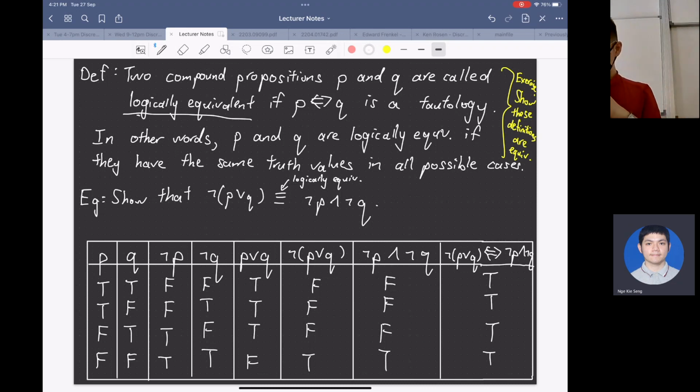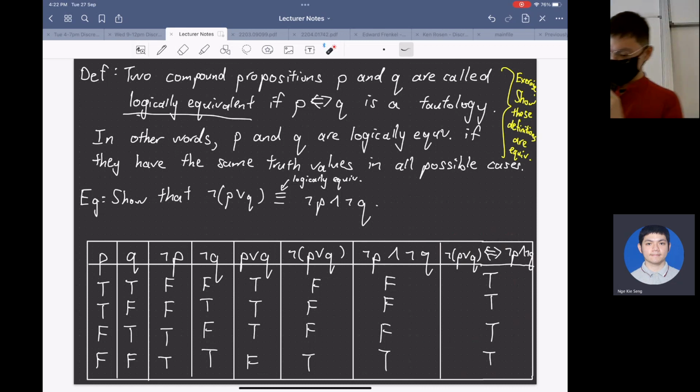Yeah, so why is this done? To show that P and Q are logically equivalent if they have the same truth value in all possible cases. Okay, so in all possible cases, you have the same truth values. Or you can show that P if and only if Q is a tautology. See, I show here, this statement if and only if the other statement is all true. Okay, very good.